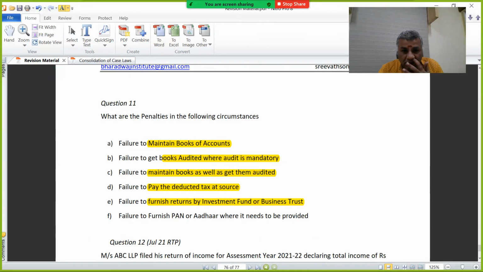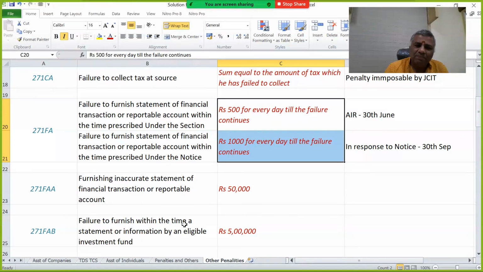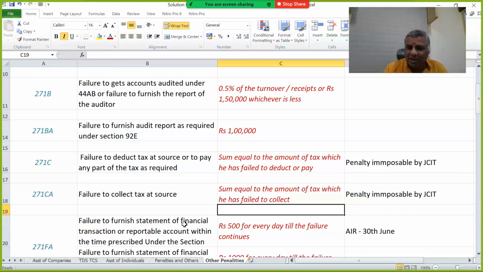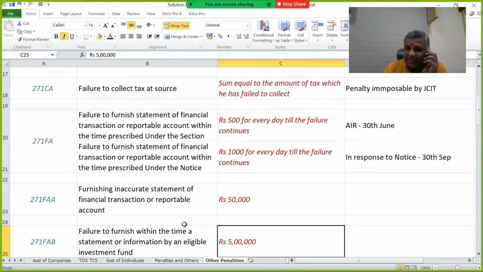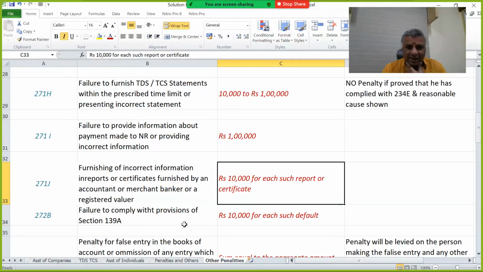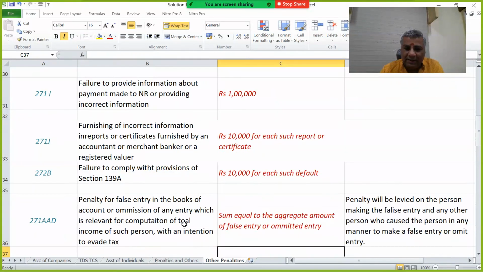And last, failure to furnish PAN or Aadhaar where it needs to be furnished. It depends upon what type of transaction we are entering into. 10,000 for each default. Wherever, in the securities market, buying a car, buying jewellery, wherever you have not complied with the provisions of 139A, 10,000 is the penalty.